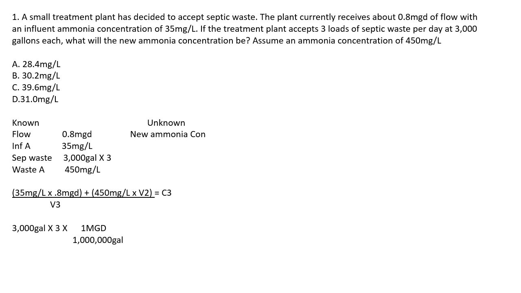All right, so you have 3,000 gallons times 3 loads times 1 mgd over a million gallons, so that the gallons will cancel out. So 3,000 times 3 divided by a million. And when you do the math, you're left with 0.009 million gallons a day. So we can plug in our 0.009 million gallons a day for your V2. Now V3 is going to be equal to V1 plus V2, so 0.8 million gallons a day plus 0.009 million gallons a day. You add those together and you get an answer of 0.809 million gallons a day.